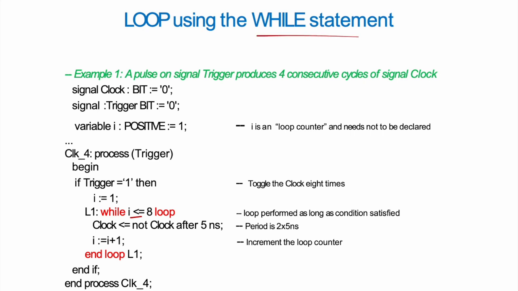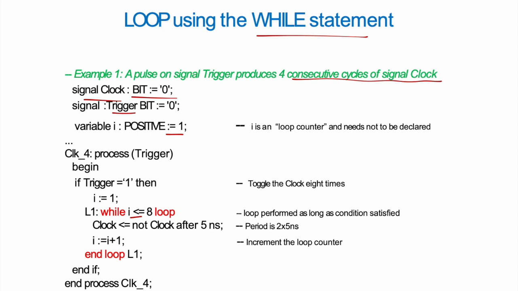So we want to implement a loop using the while statement. We have an example of a pulse signal trigger that produces four consecutive cycles of the clock signal. Let's look into this and see how it works. We've got a signal, which is just one bit, and then we've got another for the clock. We've got another signal, which is the trigger signal. And then we have a variable called positive, which is also going to be assigned one.